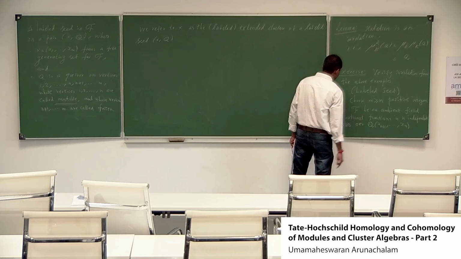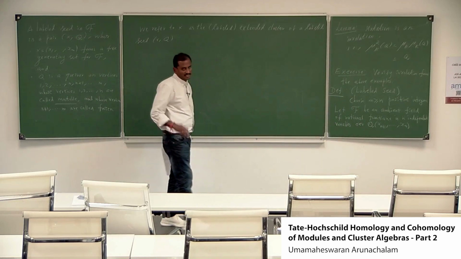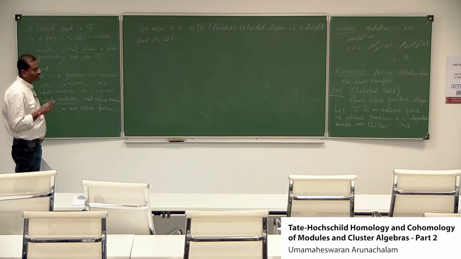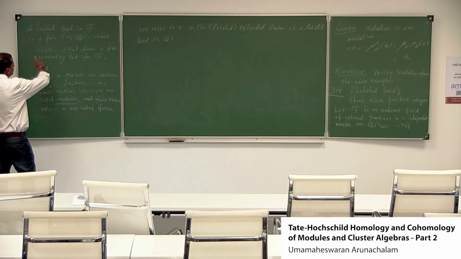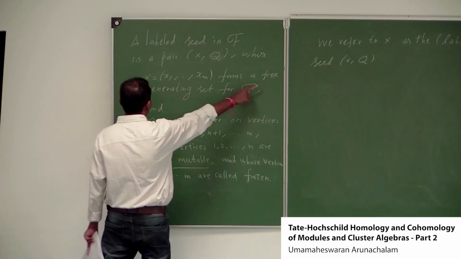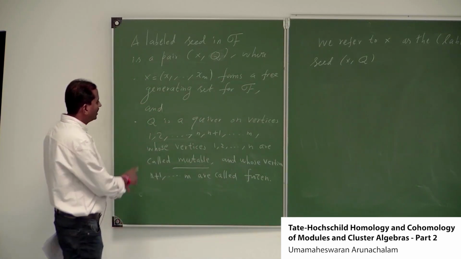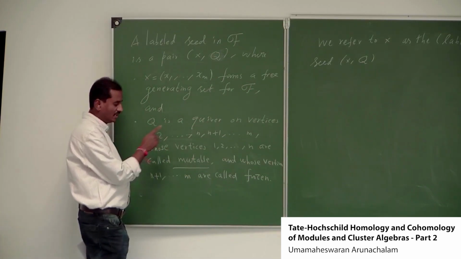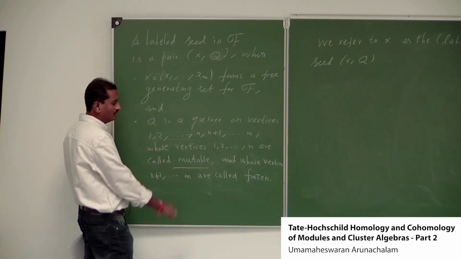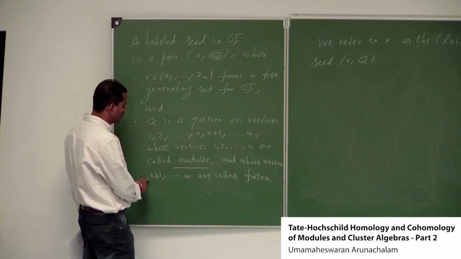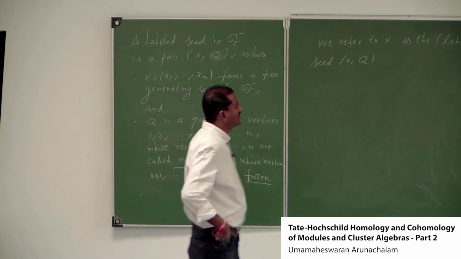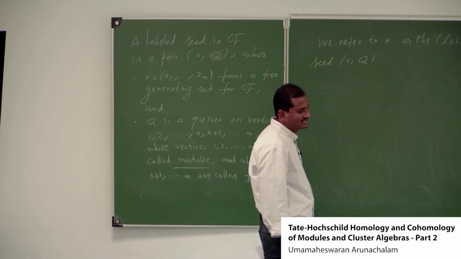Let F be an ambient field of rational functions in n independent variables over Q. A labeled seed in F is a pair x comma Q where x forms a free generating set for F and Q is a quiver on vertices 1 to m. Vertices 1 to n are called mutable and vertices n plus 1 to m are called frozen. We refer to x as the extended cluster of a labeled seed.